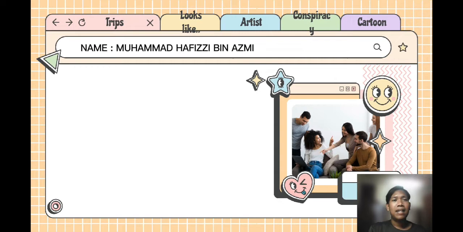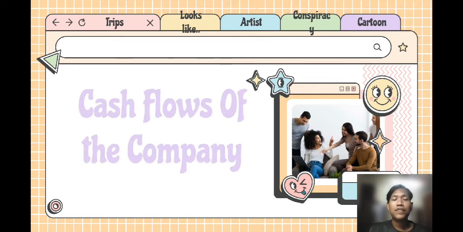Hi, thank you Alia for the presentation. Before I start the last part of question 3, my name is Muhammad Hafizi bin Azmi, matric number 153385. Besides historical financial performance, what are the statements or reports that we can use? We can also use the cash flow of the company as consideration in making the decision to invest.